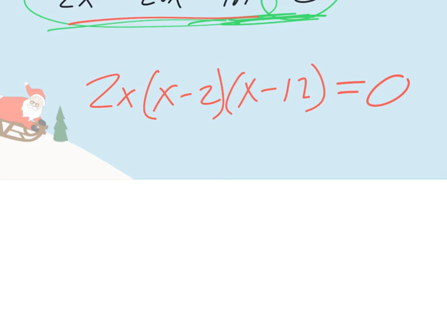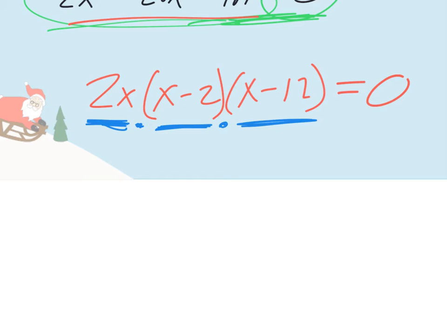To do that, I'm going to start with one of the binomials first, actually the last one. Look at what's happening in what we factored for this polynomial. I have this monomial out here, 2x, and that's times x minus 2, and that's times x minus 12. All 3 of these things are multiplied together, right? This is times this, and this is times this.